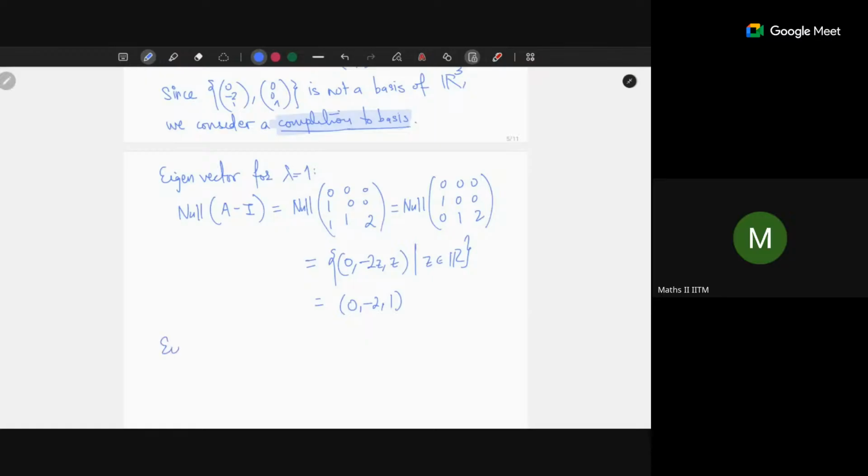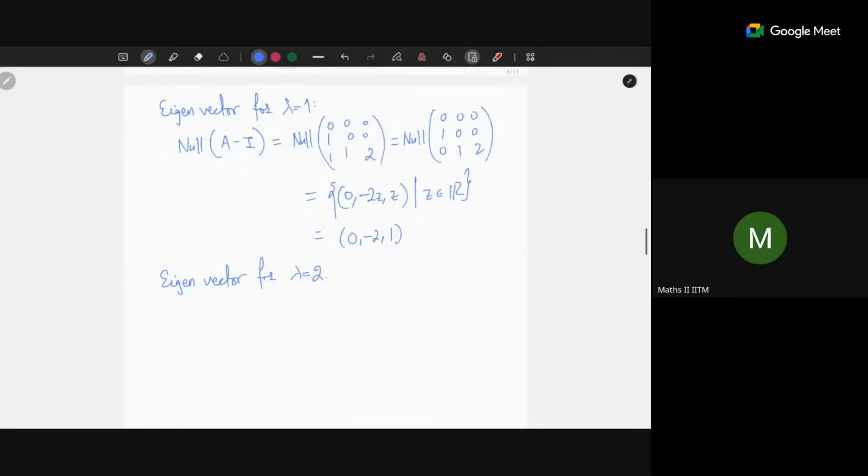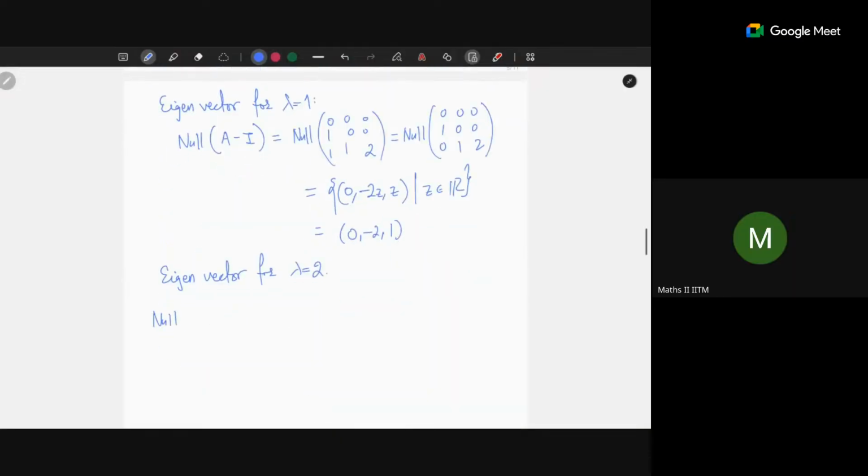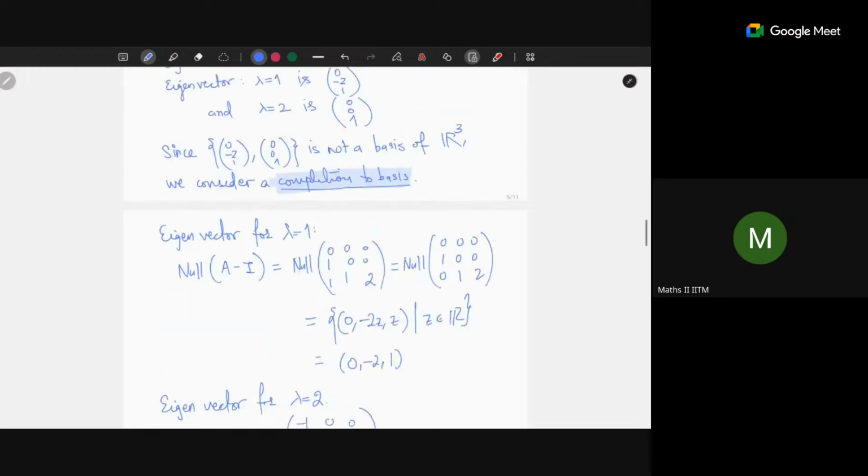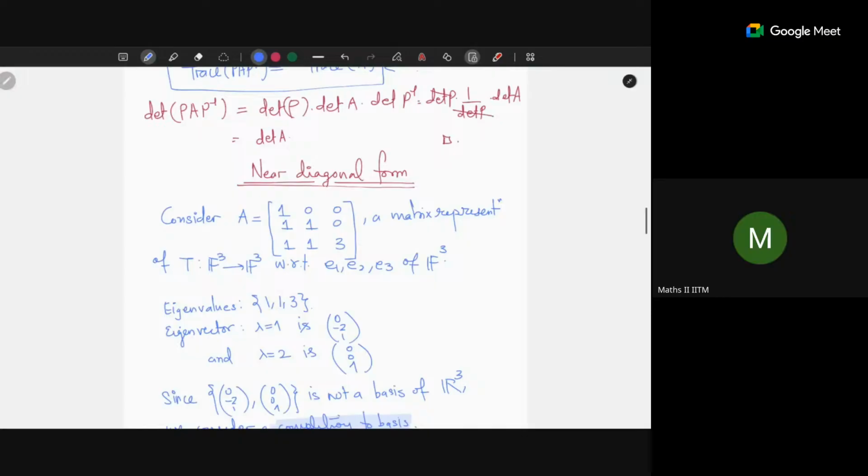All right. So the eigenvector for lambda equal to 2 is just the null space of A minus 2I, which is the same as the null space of the matrix with rows minus 1, minus 1, 1; 1, 1, 1; 0, 0, 0. Because my original matrix was this, if you subtract 2 from the diagonal, this is what you will get.